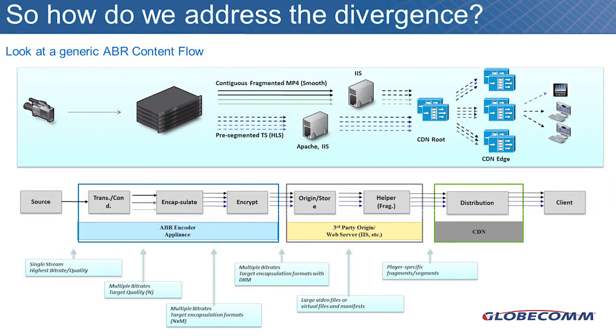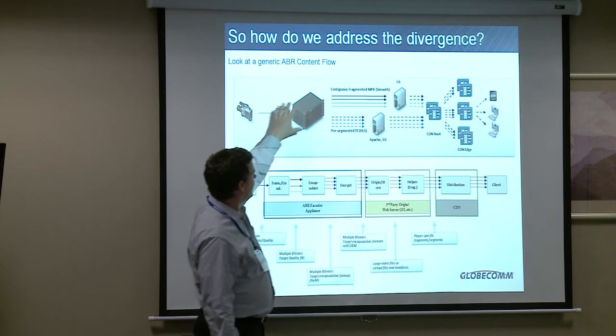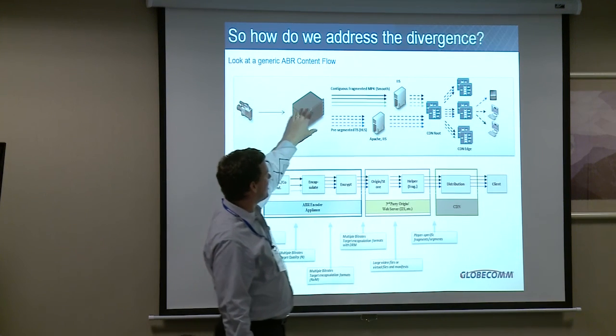So, how can we address that divergence? How can we try and solve the problem we have today and be prepared for stuff to either change again, for new things to evolve, or for new standards like DASH to come out and then be mandated and push us back into this? So, this kind of shows you the flow of traditional pizza box type encoders.